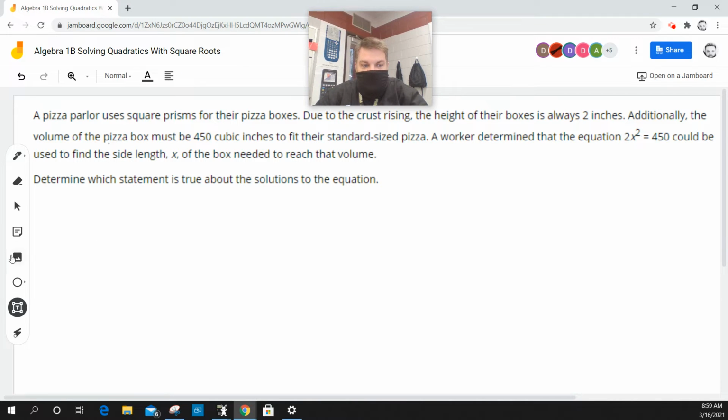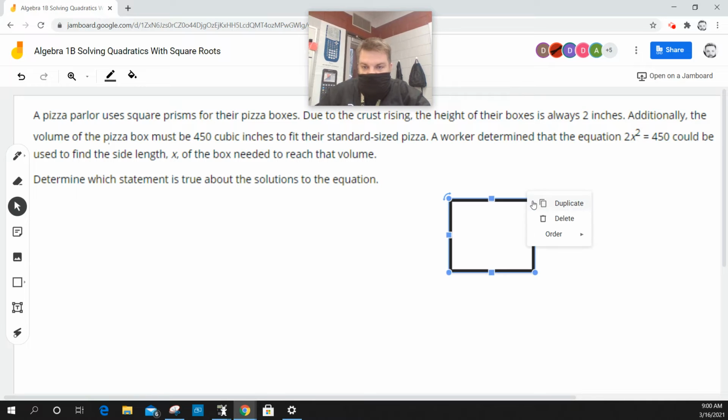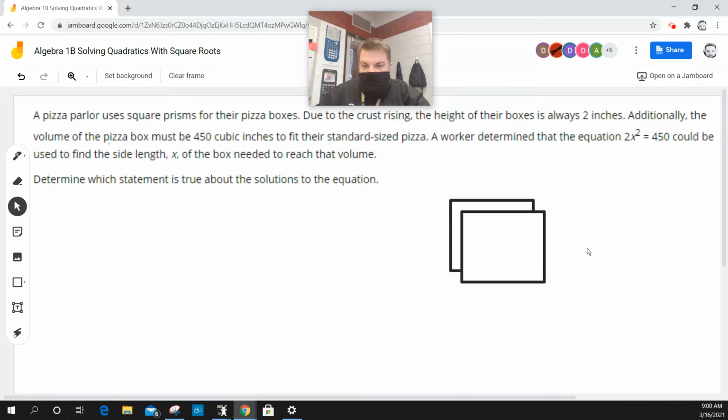Let me draw a picture, and do your best to sketch a picture similar to this. The box looks like this, right? It's a pizza box that's squared. We don't know exactly what the dimensions are, but it looks similar to this. And they're saying that this is x and this is x. Well, we've got to figure out what x is.